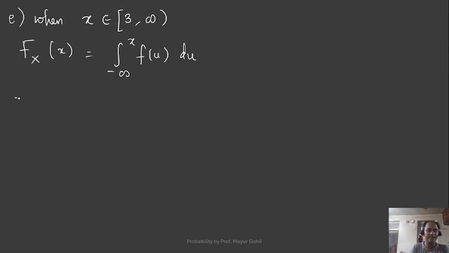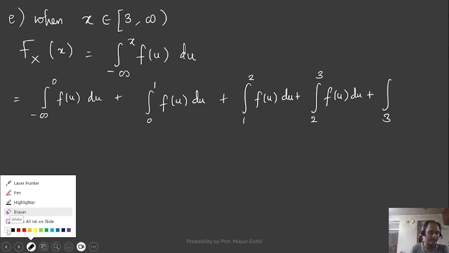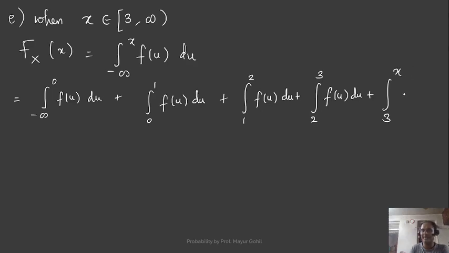So use again, split up the interval over all the terms. Minus infinity to 0 f of u du, then from 0 to 1 f of u du, then from 1 to 2 f of u du, and then from 2 to 3 f of u du, and then from 3 to infinity, but in this case it's basically 3 to x, f of u du.